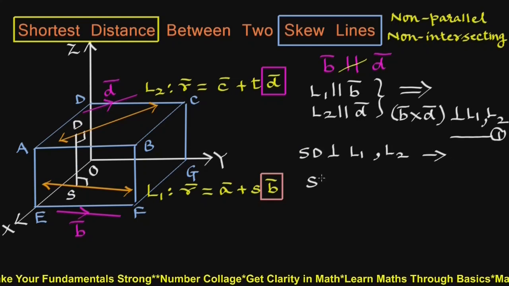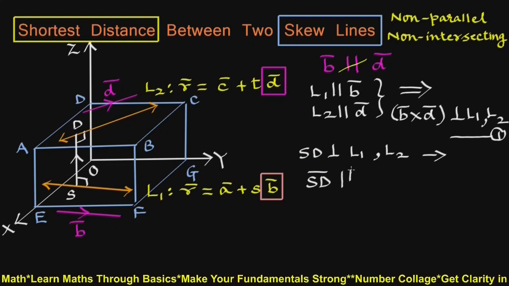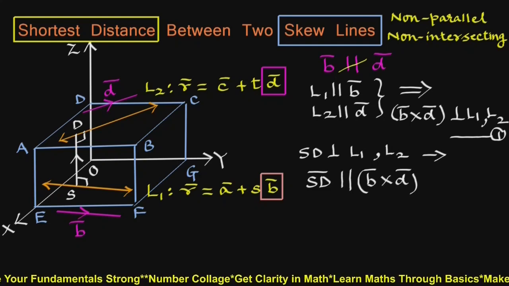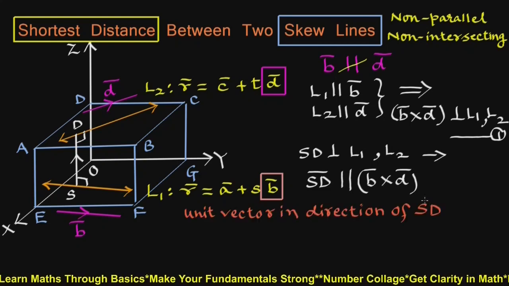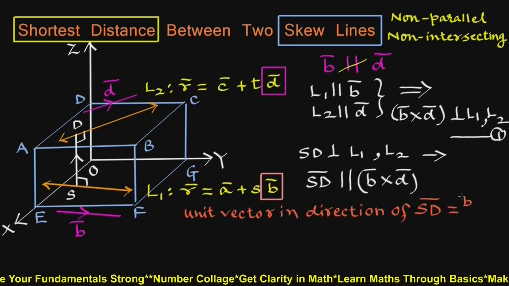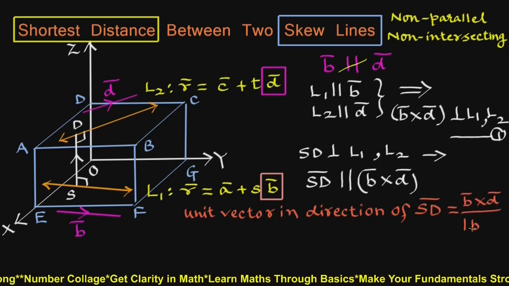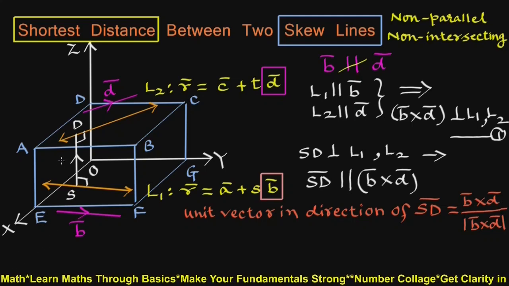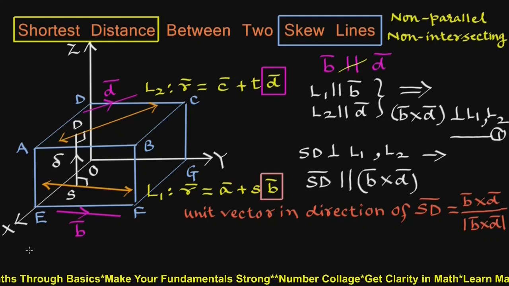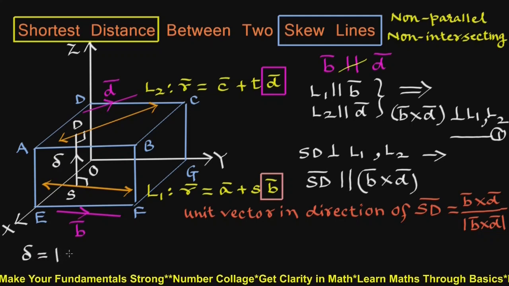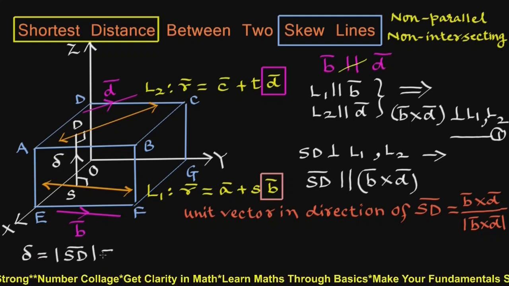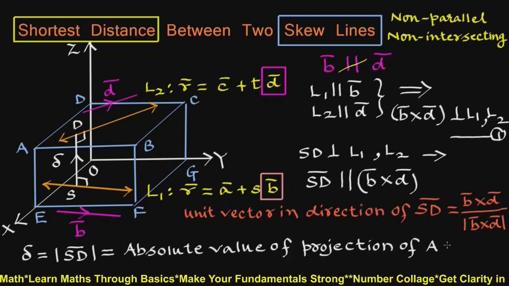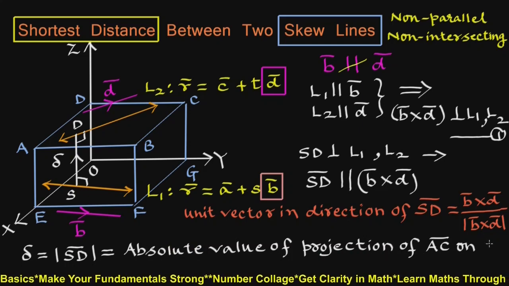Now let SD be perpendicular to both L1 and L2. Therefore, vector SD is parallel to the cross product B bar and D bar, and a unit vector in the direction of SD bar will be B bar cross D bar upon mod B bar cross D bar. Now, the shortest distance between L1 and L2, delta, is the modulus of vector SD bar, which is the absolute value of the projection of vector AC bar on vector SD bar.